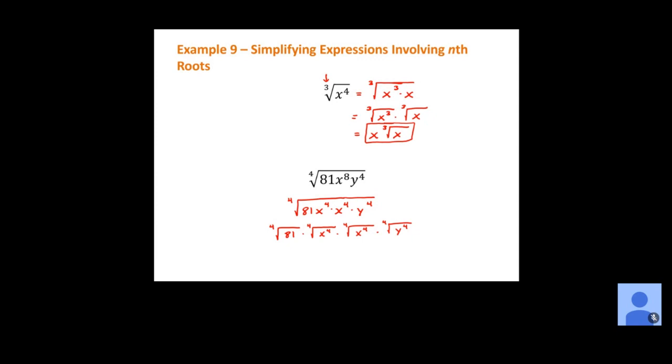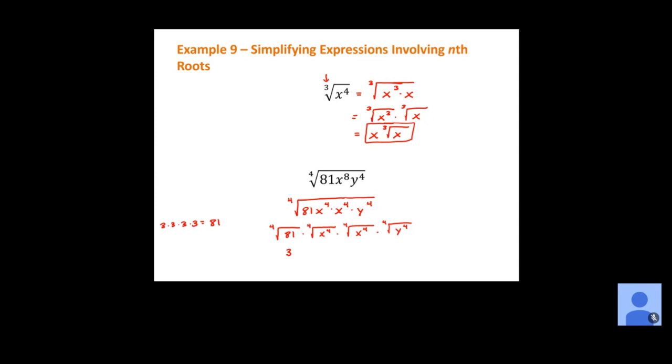Now I'm going to go through and actually take the fourth root of each of these things, right? So what is the fourth root of 81? Good. It's going to give us 3. So this value right here is 3 because 3 times 3 times 3 times 3 is equal to 81, right? So the fourth root of 81 should give us a 3.